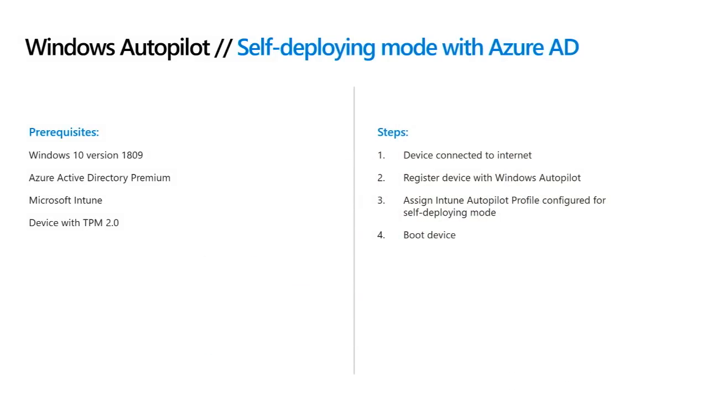Again, the key differences with the other scenarios are that the device must have a physical TPM 2.0 chip in it, and we require that it runs version 1809. The reason I keep stressing a physical TPM 2.0 chip is that this will not work with VMs today. We are looking at an option that allows you to evaluate the scenario with virtual TPMs, but that's not yet available, and it's on our roadmap. We don't have a commitment to even releasing it. So that's self-deploying mode with Azure AD.